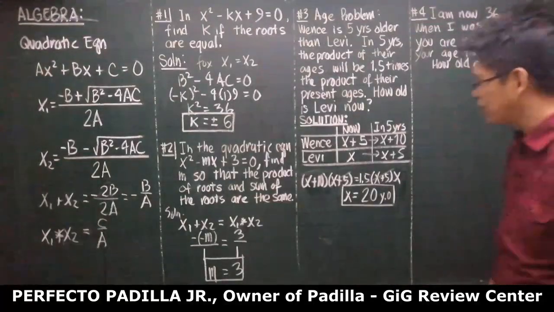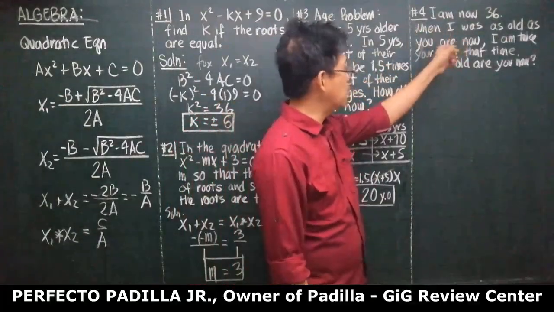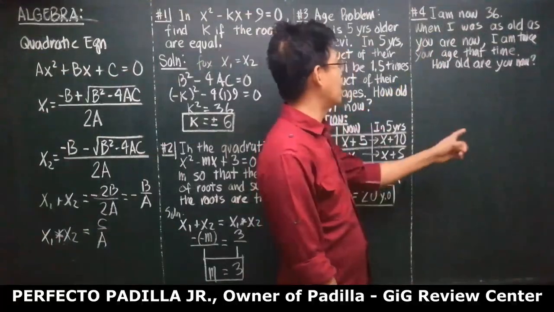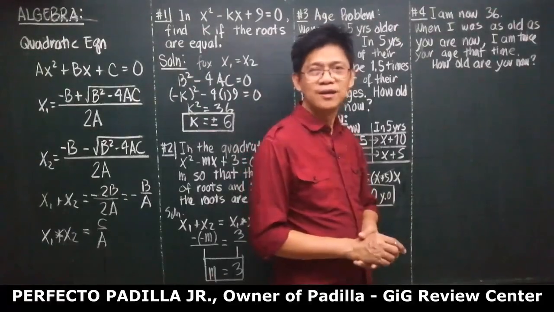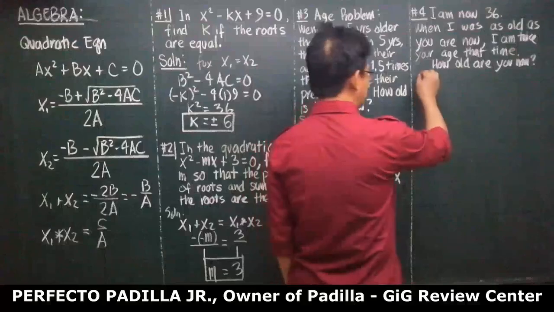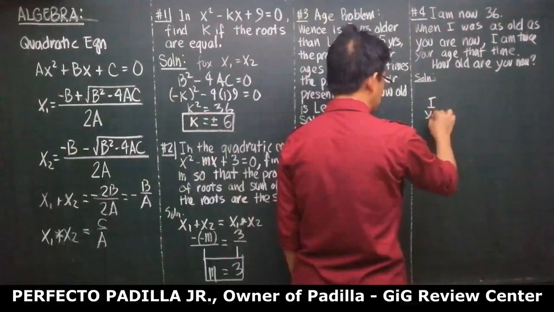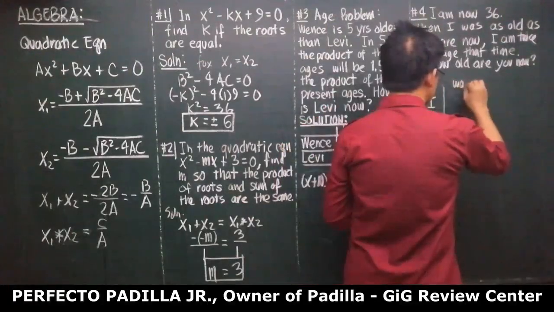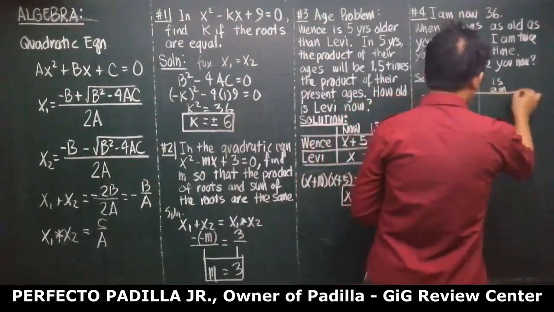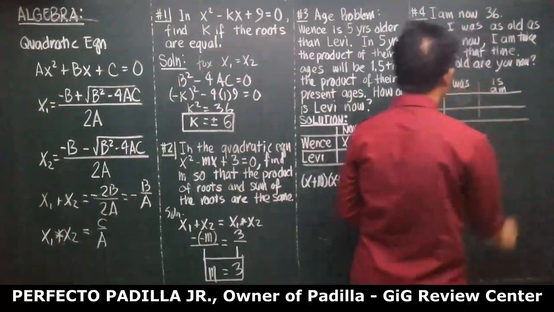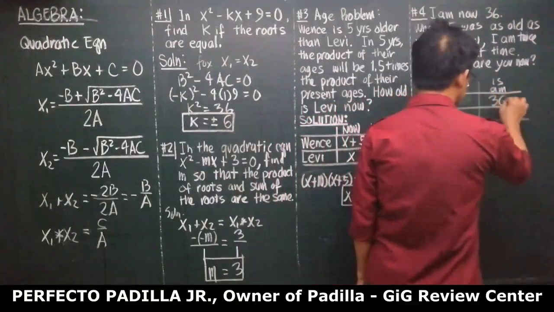Ang sabi sa atin dito, I am now 36. When I was as old as you are now, I am twice your age that time. How old are you now? Okay? So, ganito na lang gawin natin, ha? In our solution, lagay ko na lang I saka you, no? Ito yung was, ito yung is, or ito yung am. So, let me interpret. Ang sabi sa atin dito, I am now 36. I am 36.